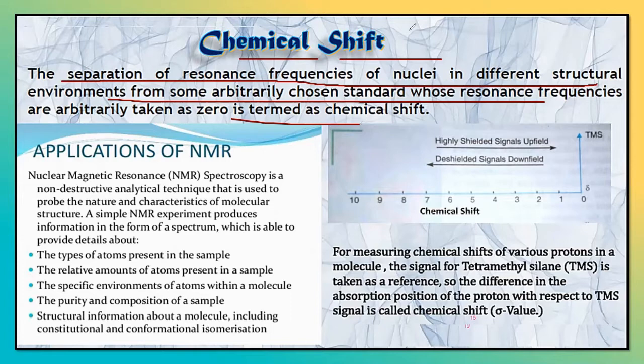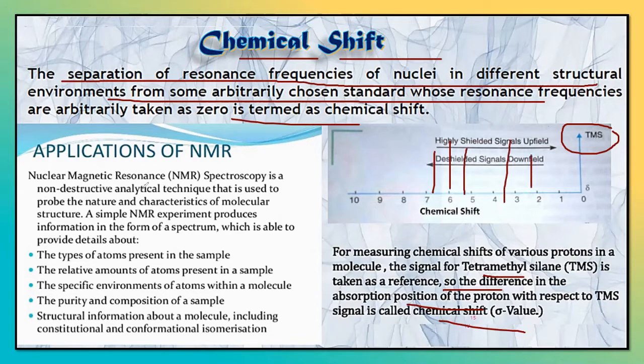TMS is tetramethylsilane. It has a stable value of 0 for this spectrum, and it gives a very high peak, because tetramethylsilane is Si(CH3)4. So all 12 hydrogen atoms experience the same type of field. So its intensity is quite good, and it serves as the base. Otherwise, all other things will come up as peaks like this.